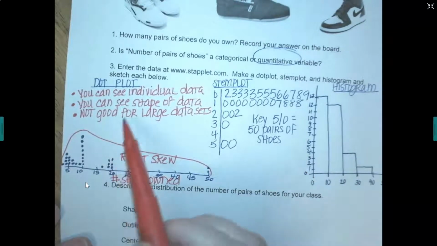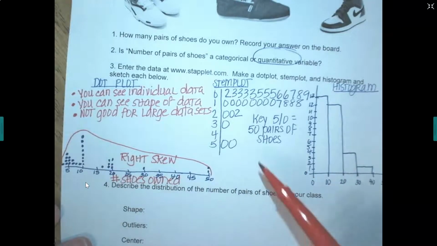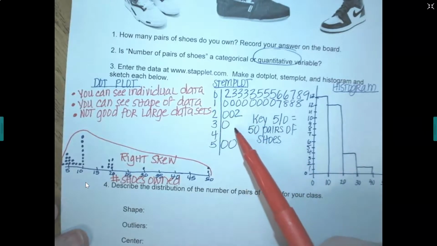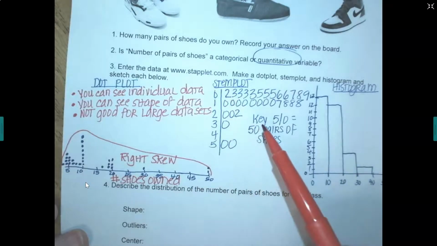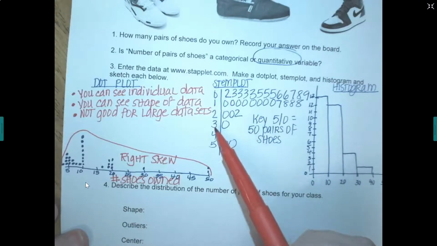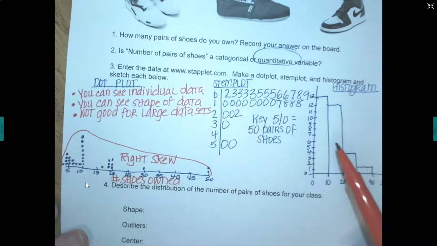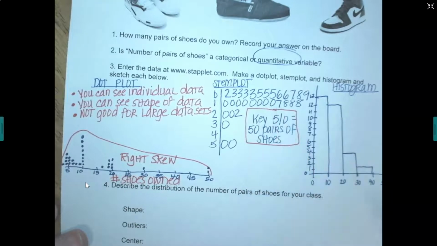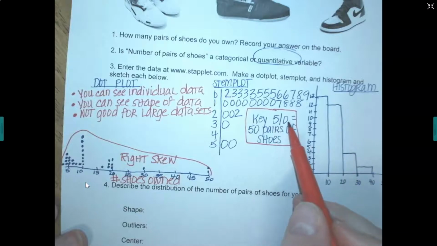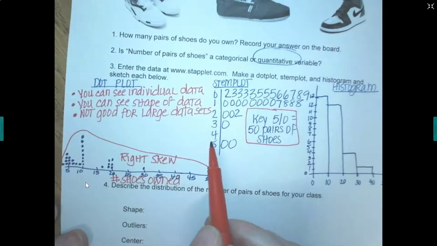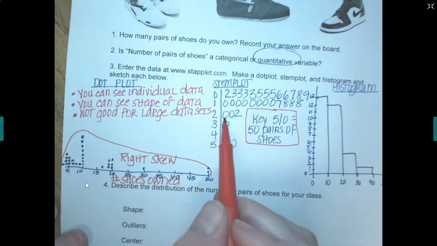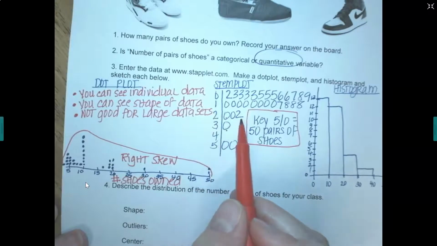Our stem plot, all these same reasons hold true for our stem plot. You can see the individual data. Now this is kind of weird. What's happened here is the data has been split. A lot of times you'll hear this called a stem and leaf plot. Over on this side, these individual numbers are the stem and the leaf is on the other side. What's important if you have a stem and leaf plot is you have to have a key with it to show how to read it. So this is 5|0 equals 50 pairs of shoes. So 5|0, there's 50 pairs of shoes. There's actually 2 people with 50 pairs of shoes. There's 1 person with 30 pairs, and then we have 20 pairs, 20 pairs, and 22 pairs.